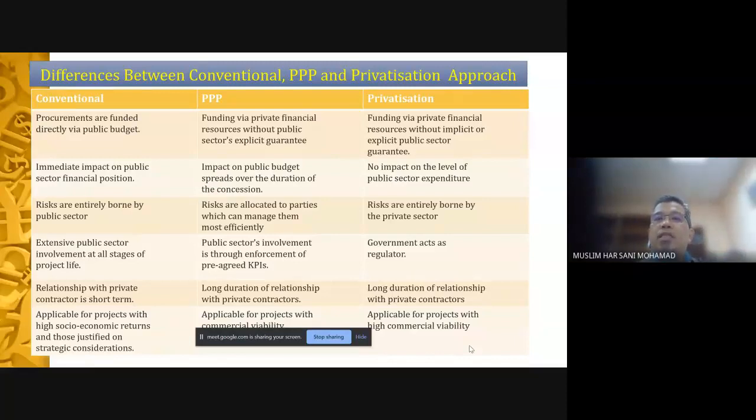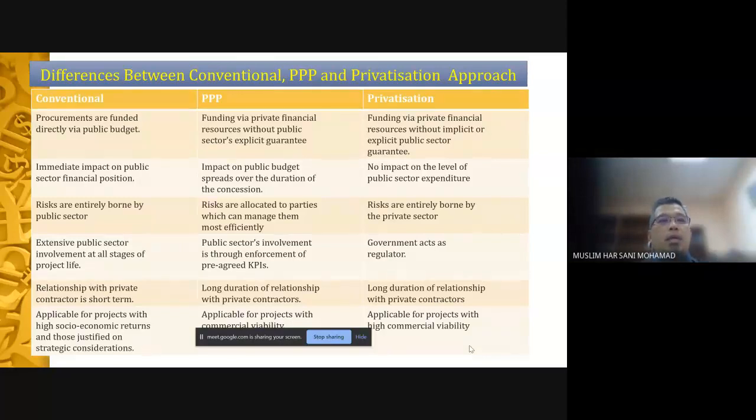Privatization, government acts as a regulator. Because it's not directly involved in the operation as well as in the funding of the project or the activities, then government will enforce. I think in the case of energy, in the case of water, there are so many where government basically acts as a regulator.